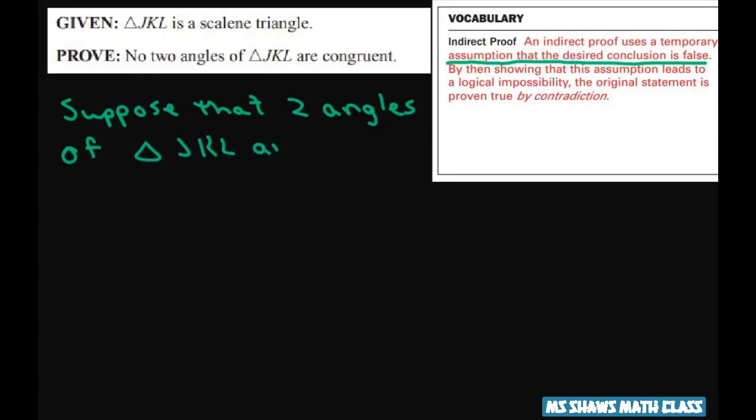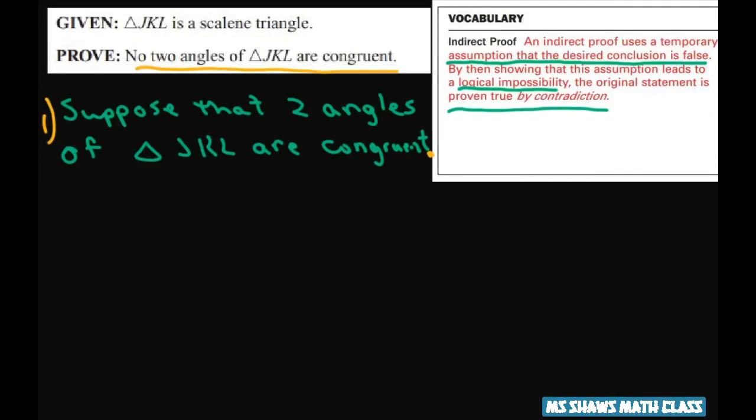So what we want to write down first is: suppose that two angles of triangle JKL are congruent. Now we want to prove that this is false, so we can prove that it's a logical impossibility, so the original statement is proven by the contradiction. So that's our first step. Just assume the false of that.